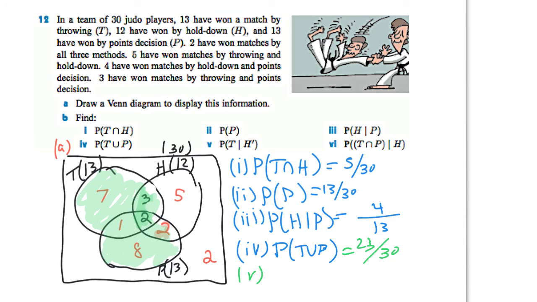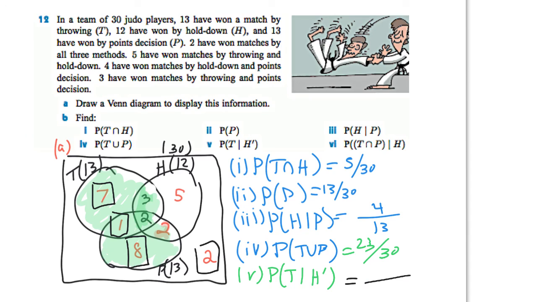Part 5. T given H prime. All right, so if I'm not in H, let's get like a black pen. If I'm not in H, then I'd be one of these guys. These guys are not in H. So that's the denominator. 7, 8, 16, 18. Of those, how many were in T? 8 of them.